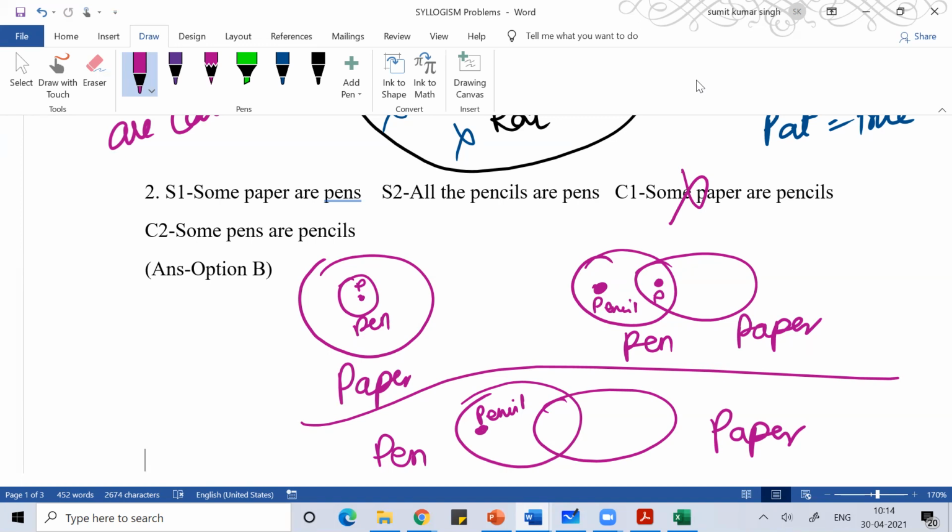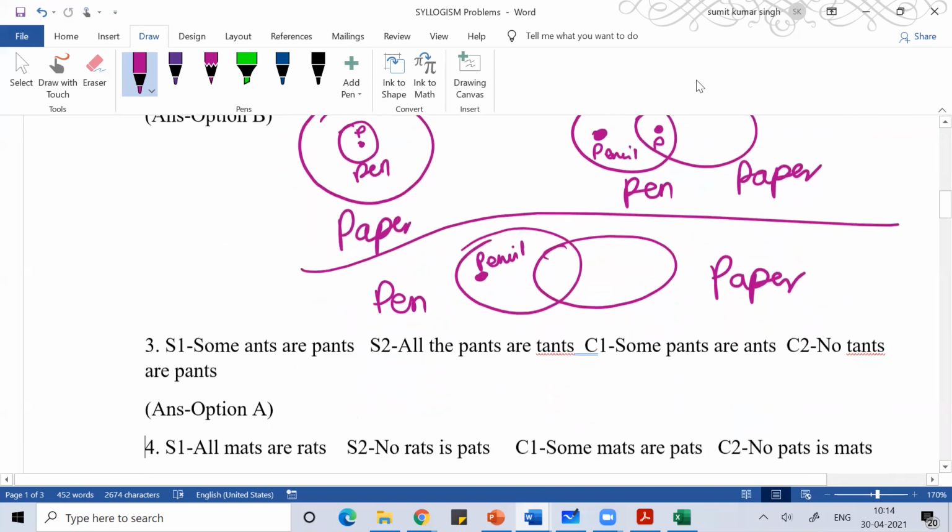Then some pen are pencil. That will go in every case. Because all pencils are pen, definitely some pens would be pencils. That would be true in all the cases. I hope you understand.